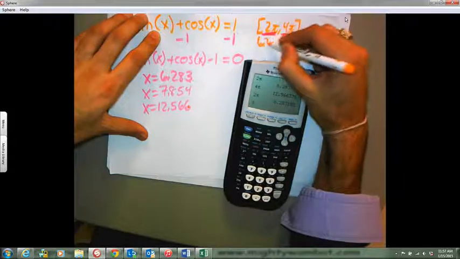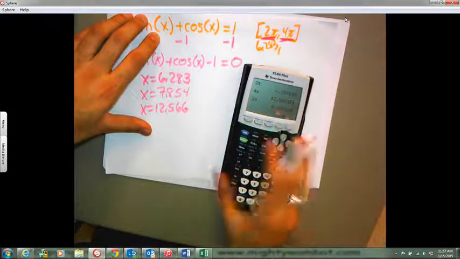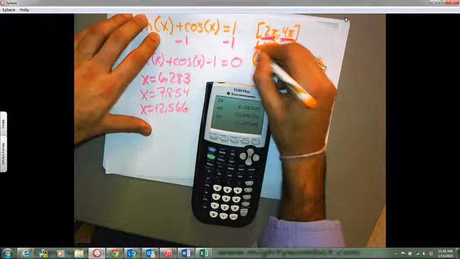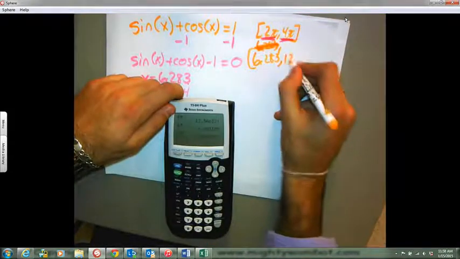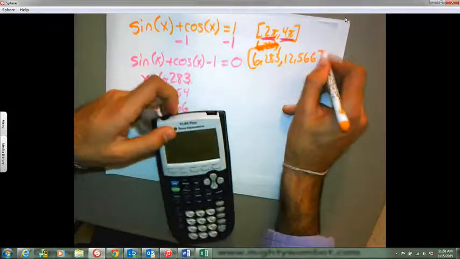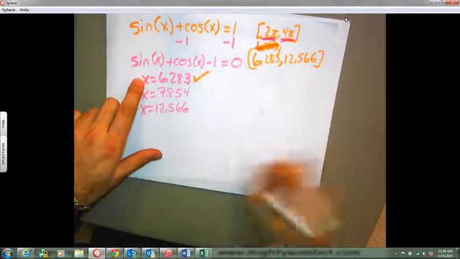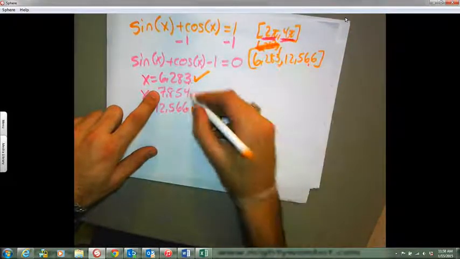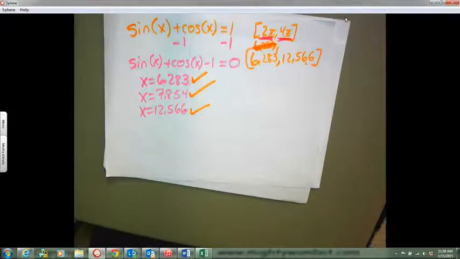I didn't know what this was, so I had to multiply it out, and I got 6.283. And when I did 4 pi on the calculator, I got 12.566. So let's see. This is brackets, so this is okay. This is brackets, so this is okay. This is clearly in between those, so that is okay. So all 3 of these are solutions.